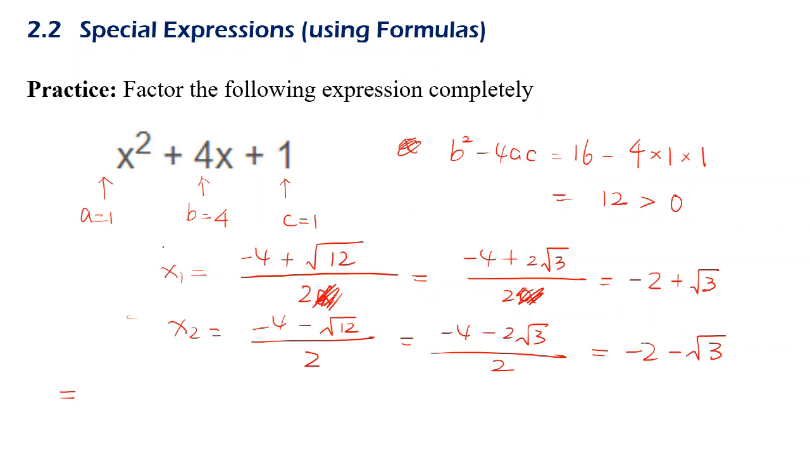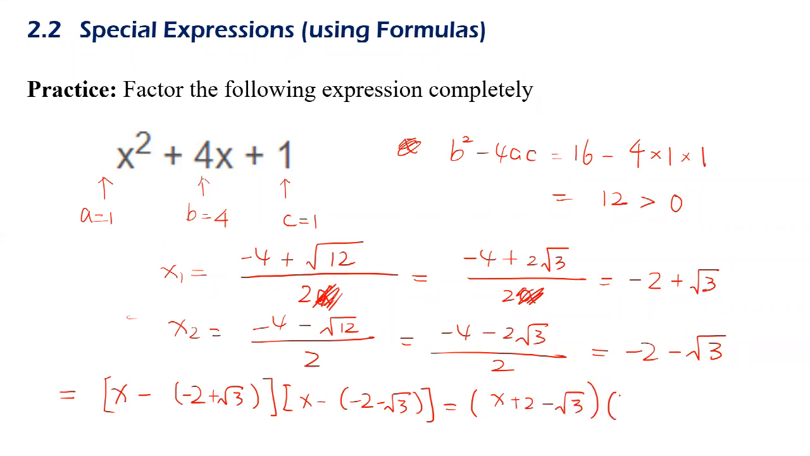So the original expression can be factored into x minus x1, which is minus 2 plus square root of 3, and x minus x2, which is minus 2 minus square root of 3. And we can simplify this further into x plus 2 minus square root 3, and then x plus 2 plus square root 3, right? This is the final solution of the original expression.